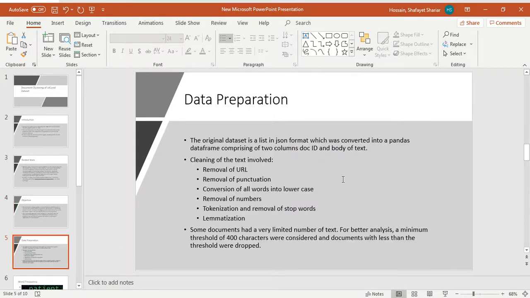For data preparation, the original dataset is a list in JSON format, which is converted into a pandas data frame comprising two columns, doc ID and body of text. The cleaning had these procedures: removal of URLs, punctuation, conversion of all words into lowercase, removal of numbers, tokenization, removal of stop words, and lemmatization. Due to computational limits, and because some documents have a very limited amount of text, for better analysis a minimum threshold of 400 characters was considered, and documents below the threshold were dropped.